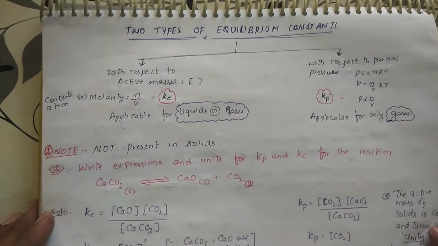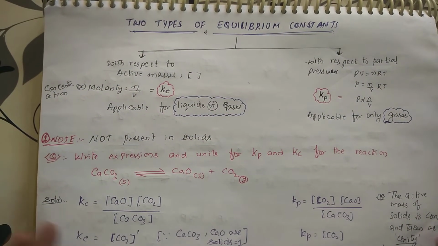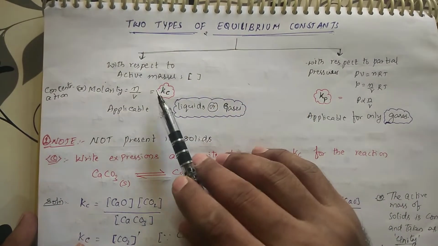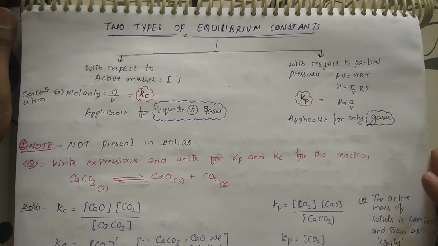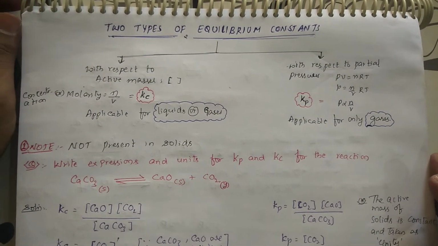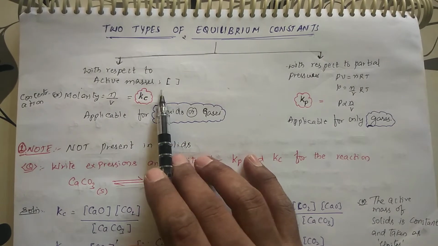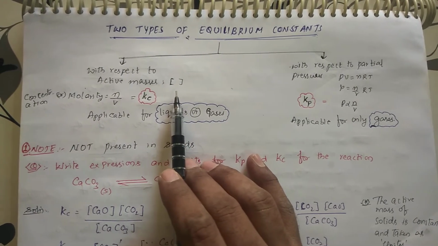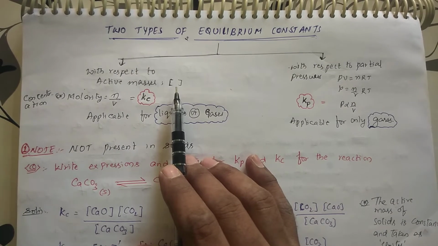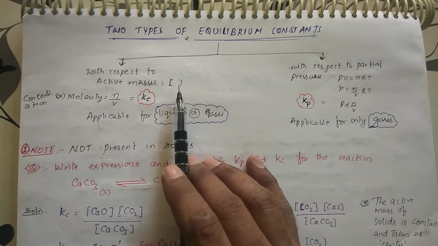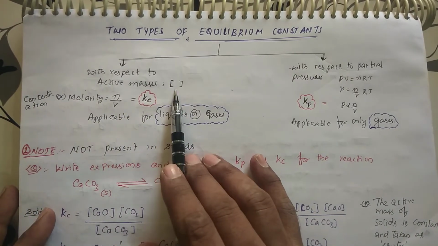Now if you see the types of equilibrium constant, the equilibrium constant can be expressed with respect to concentration as well as with respect to pressures. So there are two types of equilibrium constants. Whenever you represent with a bracket, that is called active mass, or it is also called concentration. Active mass means whatever particles in the reaction are active or ready to be involved in the reaction; those are called active particles. That is our active mass.